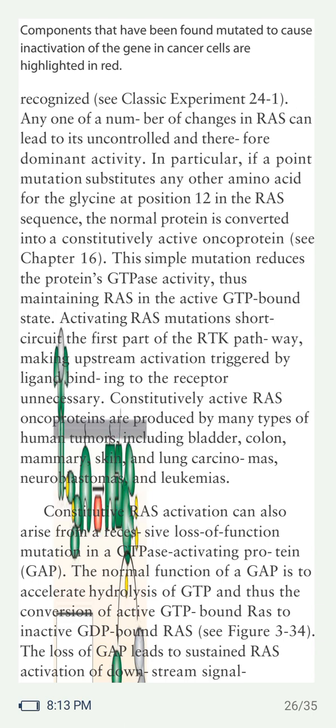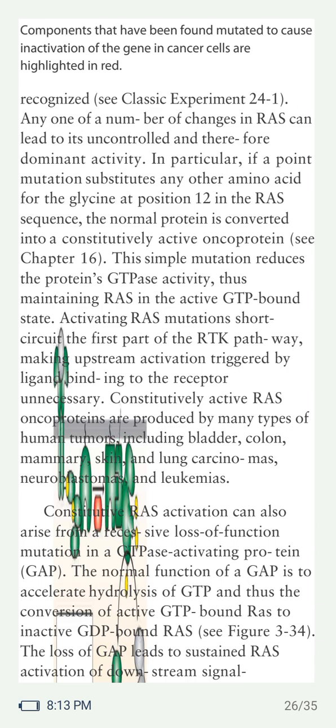Activating RAS mutations short-circuit the first part of the RTK pathway, making upstream activation triggered by ligand binding to the receptor unnecessary. Constitutively active RAS oncoproteins are produced by many types of human tumors, including bladder, colon, mammary, skin and lung carcinomas, neuromas, and leukemias.